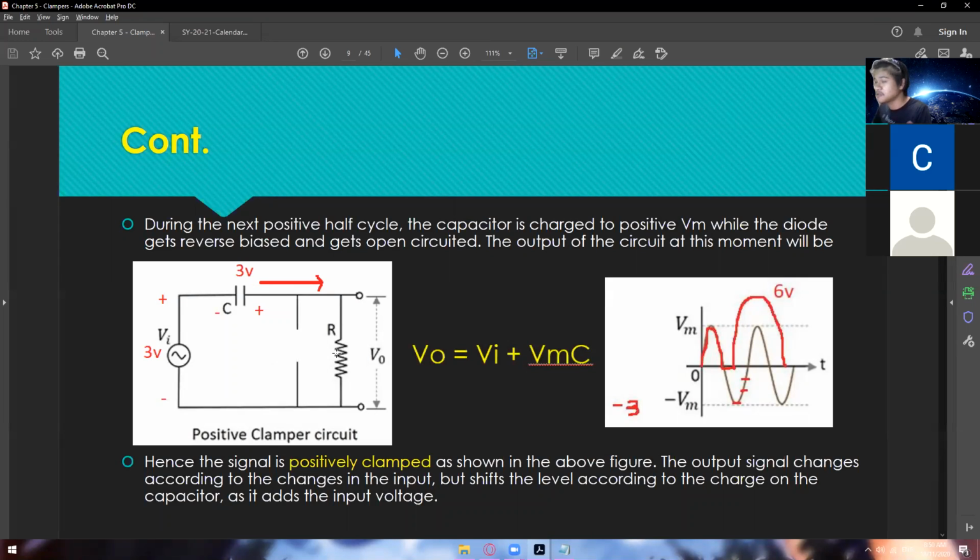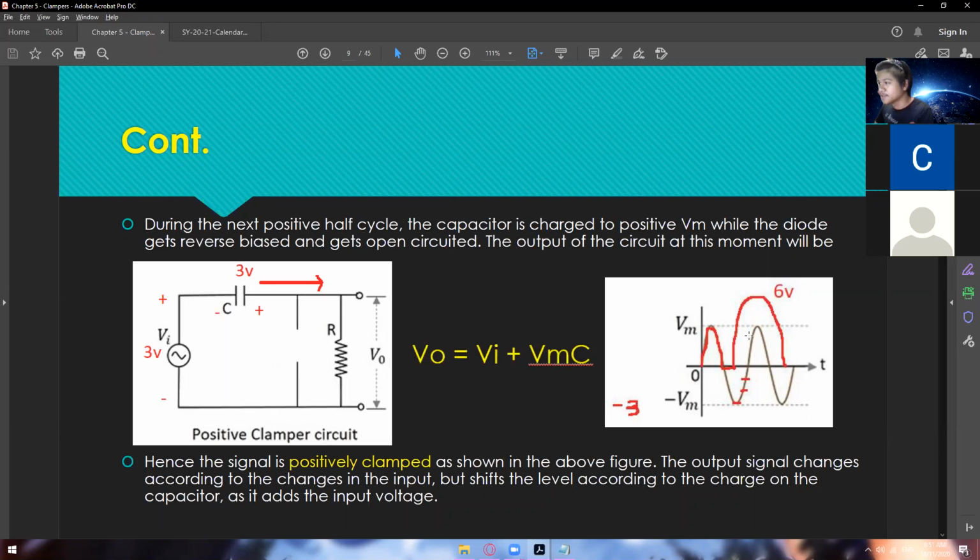So as you can see, if you're going to apply KVL, we have here positive 3 to positive 3 will be added, so 6 volts. And then we'll pass through negative V sub O. So just transpose that one. So V sub O now is equal to 6 volts. Or we have this formula. VO is equal to V sub I plus the peak voltage of the capacitor, or VMC.